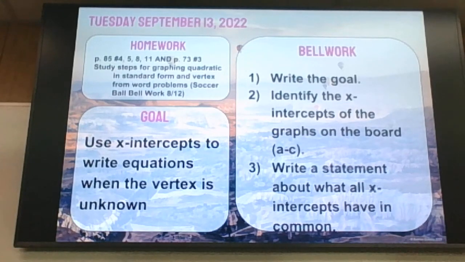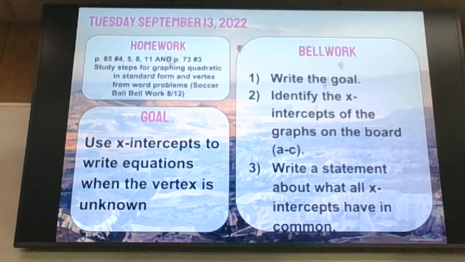Alright, so we get ready into this so that you guys have a lot of time to start your assignment. Your goal today is to use x-intercepts to write equations when the vertex is unknown. So we've been writing equations using a vertex, but you can write equations if you don't know the vertex. You just need the x-intercepts. So there's another method of writing equations that we're going to practice today. The steps are very similar. It's the same section of the book.